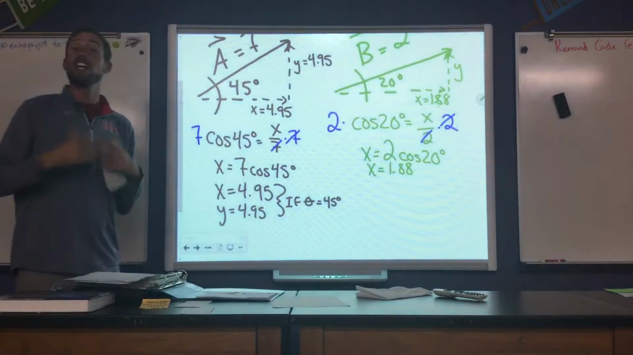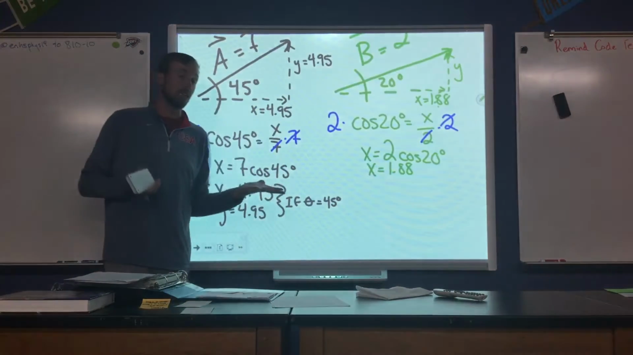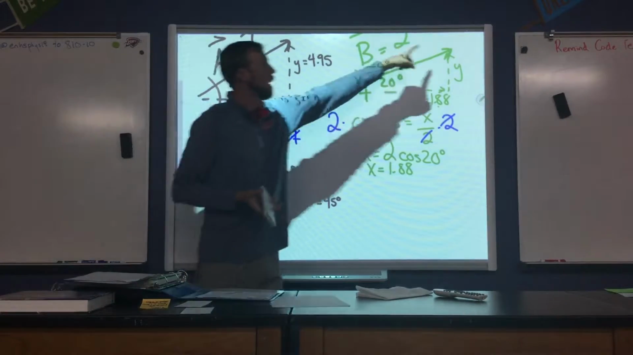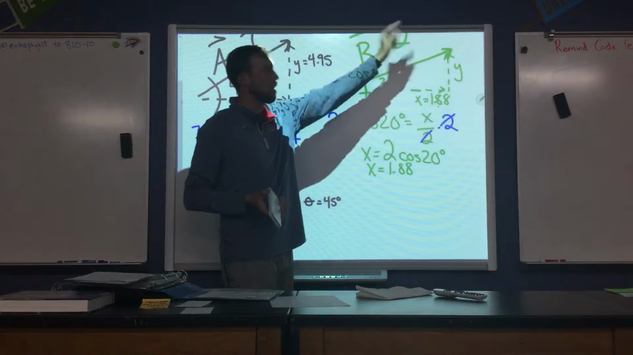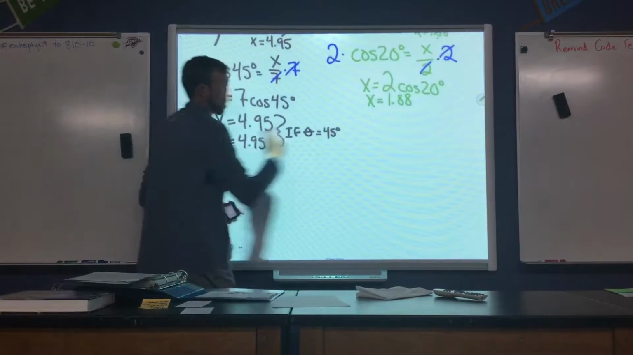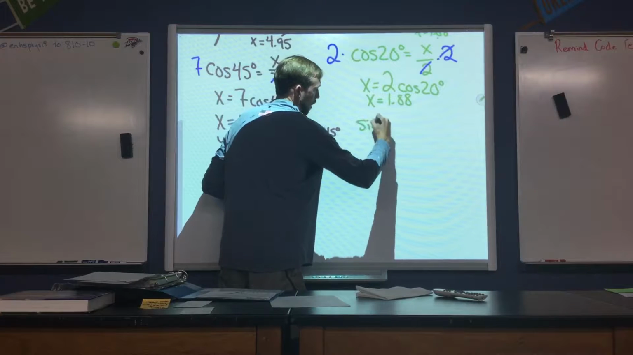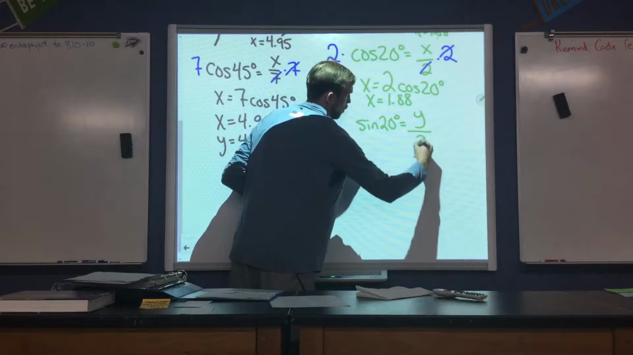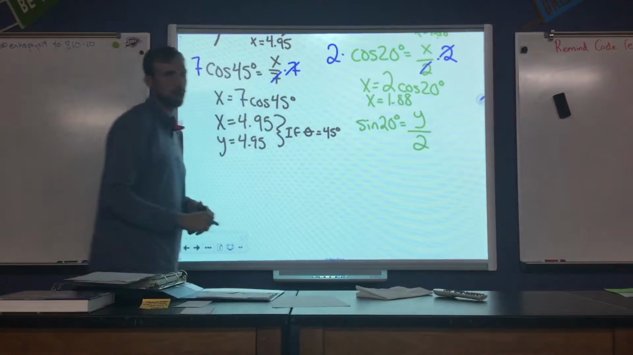Okay, now we need to find the y component. We can't use cosine anymore because cosine relates adjacent to hypotenuse. We need a function for the opposite side of our hypotenuse. That would be a sine function. So our expression here looks like this. Sine of our angle, 20 degrees, is equal to y, our opposite side, divided by our hypotenuse.